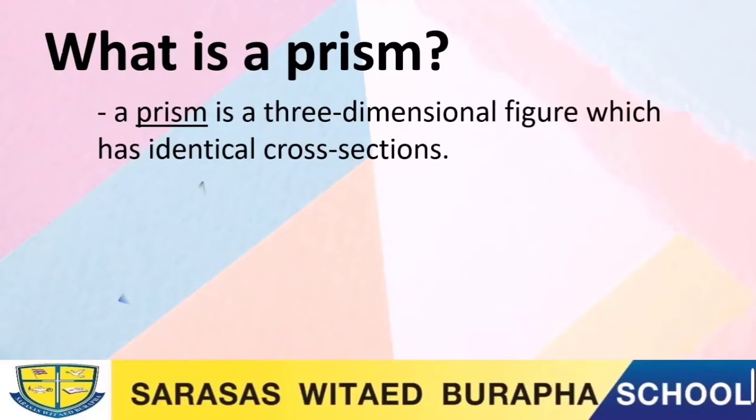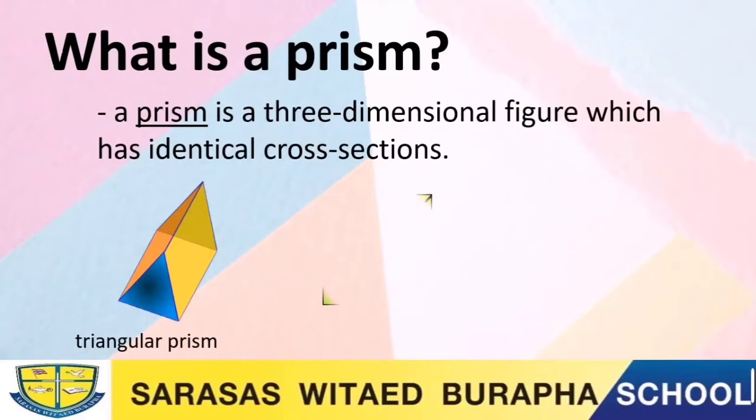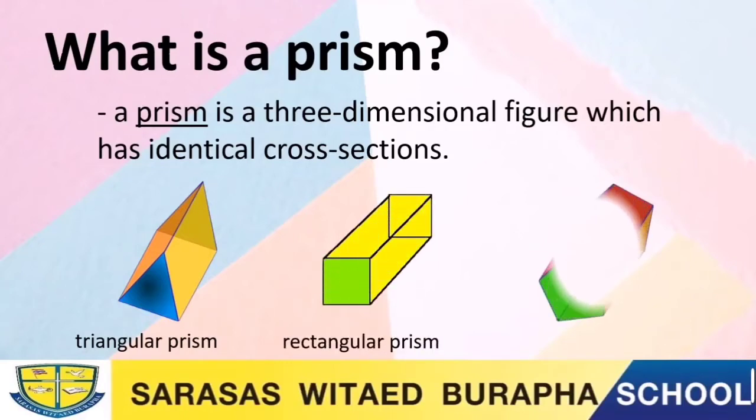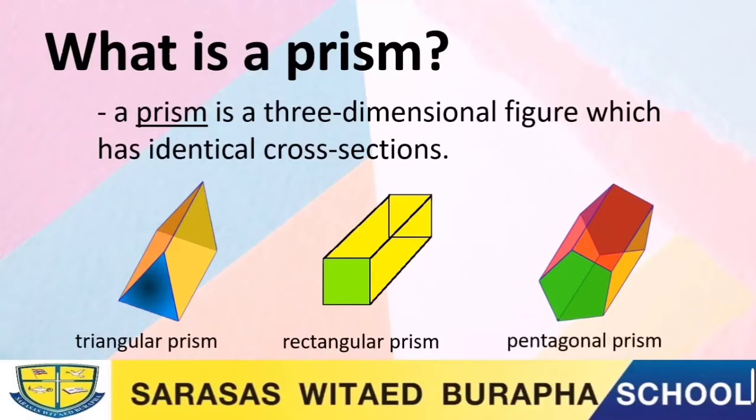Some examples of prisms are triangular prism, rectangular prism, and pentagonal prism.